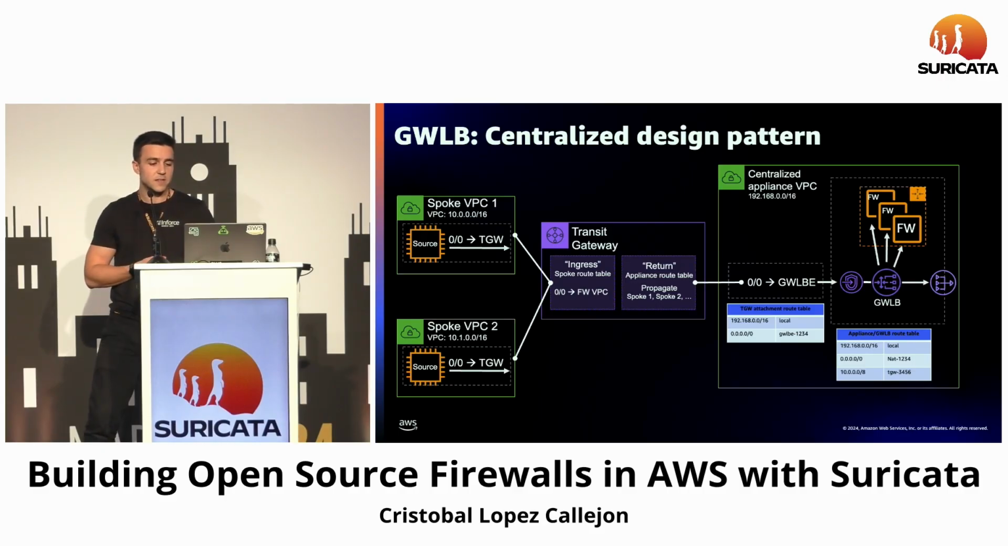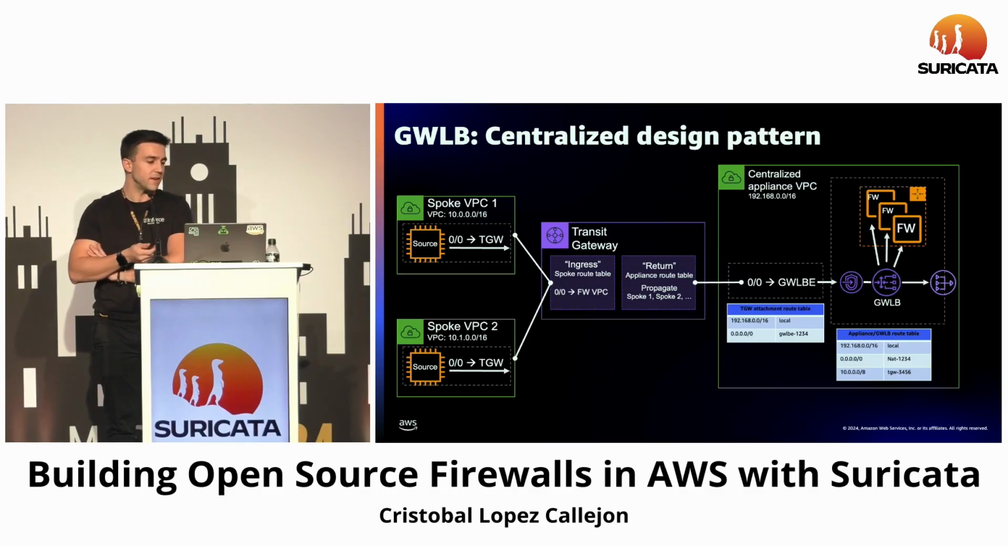So in this centralized design pattern, what we can see is the path of the traffic, for example, when it goes from the source of a spoke VPC and wants to go to the internet. Instead of allowing every single VPC to have its own inspection with the Gateway Load Balancer, what we can do is have this central model in which we send all the traffic to the Transit Gateway, and within the Transit Gateway have the specific route that tells us, okay, all the traffic going to the internet, so 0.0.0.0/0, is going to be sent to this centralized appliance VPC where we're going to have the inspection.